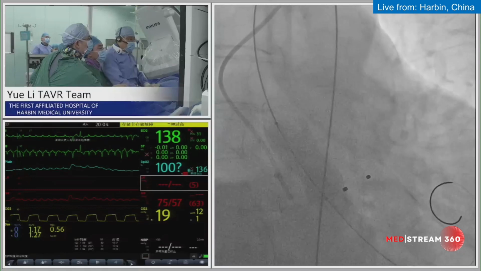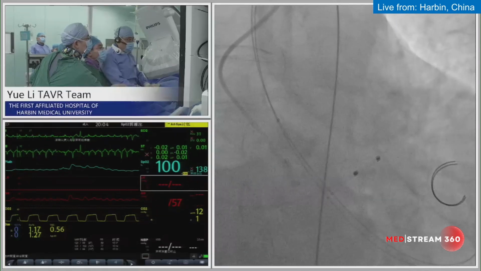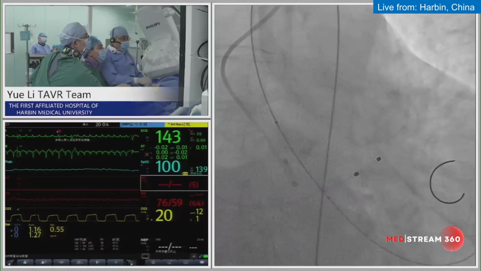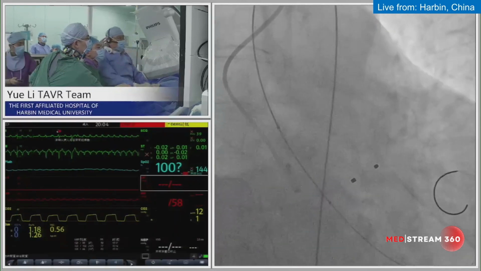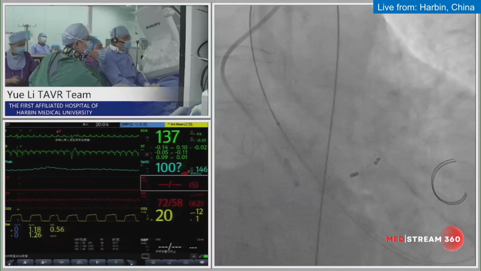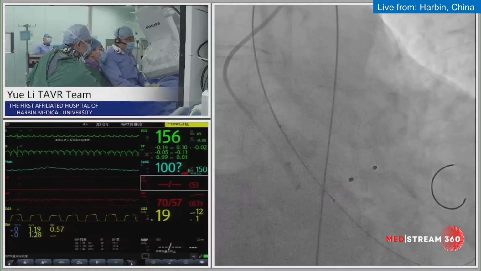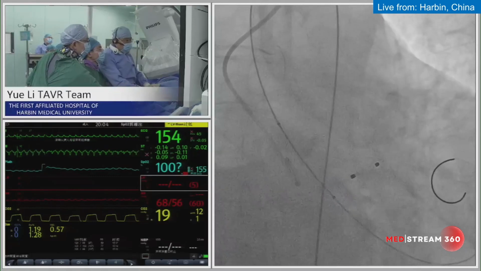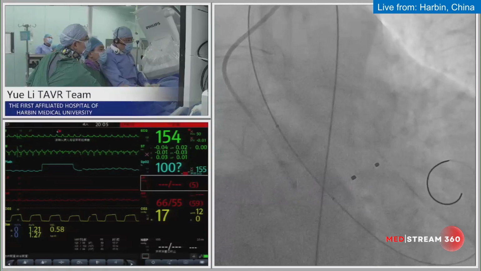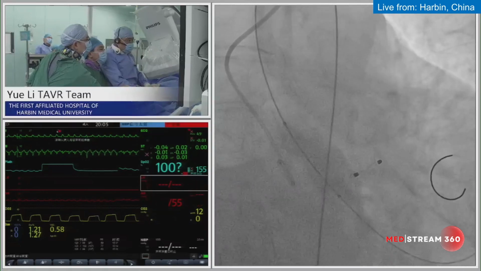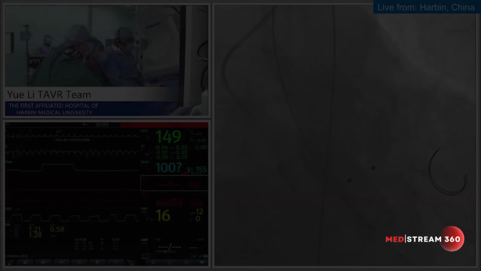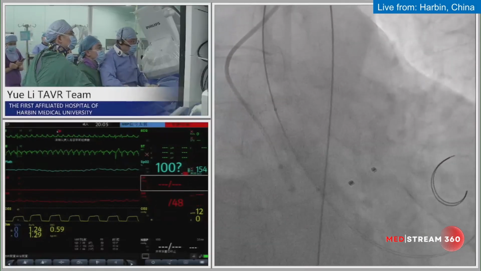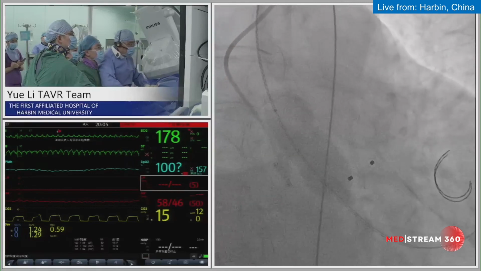Okay, now we start the balloon dilation. We think it's not stable, and we will wait for the ventricle to be stable, and now we try again. We want to find an ideal position for the balloon dilation.